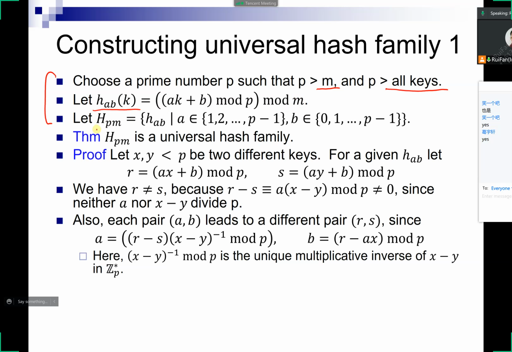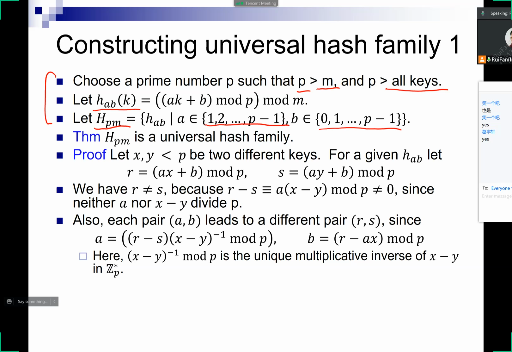And in total, we're going to define this universal hash family, capital H sub p,m, where p is a prime number and m is your table size. And this family is going to consist of all possible h_ab functions, basically. So what we're going to do is pick a in the range from 1 to p minus 1, and then pick b in the range from 0 to p minus 1.